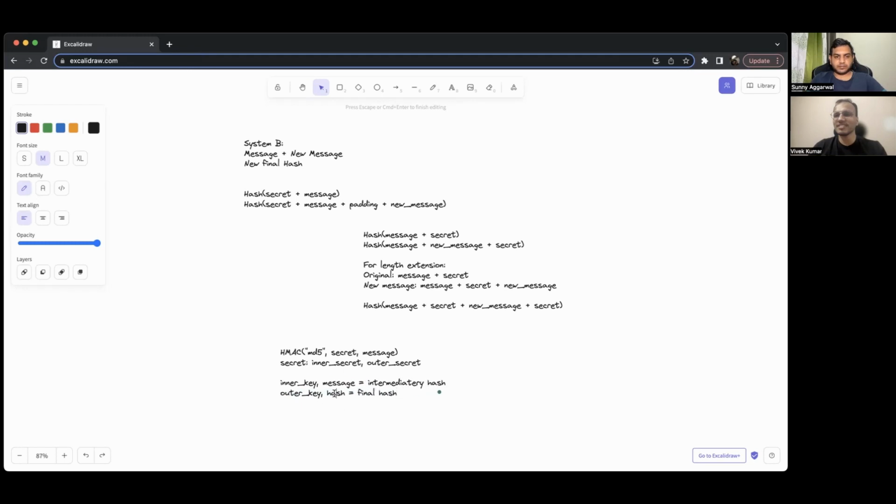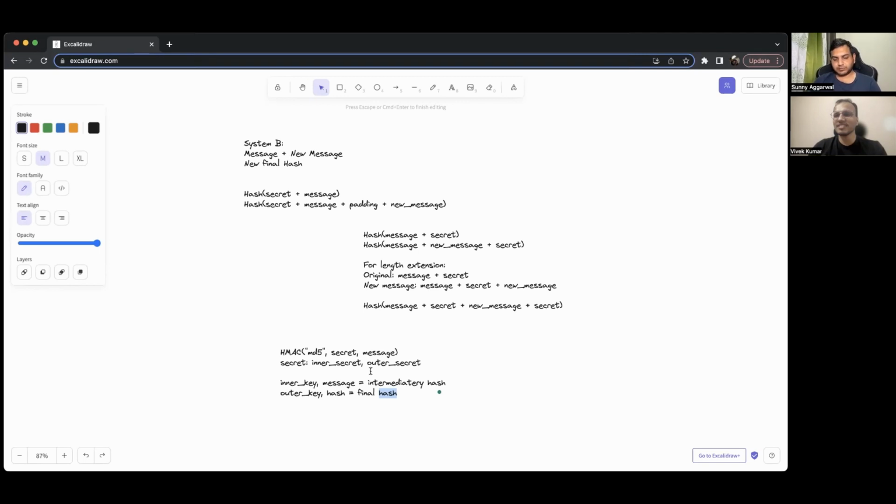Now, if we append something at the end of outer key, comma, hash, then it is never going to result in the right hash, because they are going to generate a hash of inner key, comma, message, which will generate some hash. Then they're going to use that hash to generate the final hash. So it is not going to match. Okay. So the key thing over here is that a hash should not be used for a MAC.